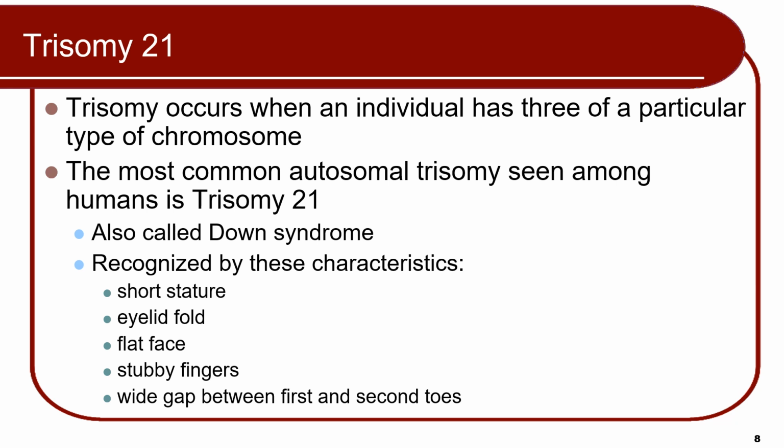Trisomy 21, which is Down syndrome. So these individuals are born with 3 copies of the 21st chromosome. And that leads to a number of characteristic abnormalities, some of which are shown here: short stature, some changes in the face, eyelids fold, a flat face, usually significant intellectual abnormalities, stubby fingers, a gap between the first and second toes. So individuals born with Down syndrome tend to look alike because they have the same abnormal facial features.